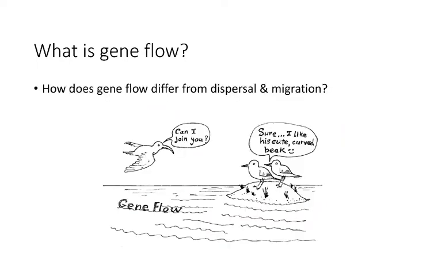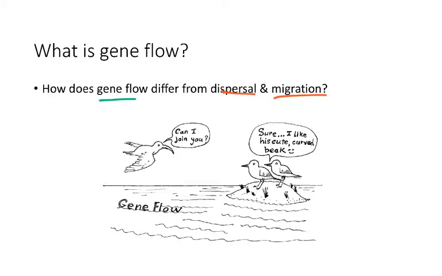And I also want you to think in particular, when you're answering this question, about how gene flow differs from dispersal and migration. So here in this cartoon, we have some birds on an island, and a new bird flying over to them. Does this cartoon illustrate gene flow or dispersal and migration? What do you think and why? I'm giving that awkward pause in the video for you to think and talk to the computer by yourself.